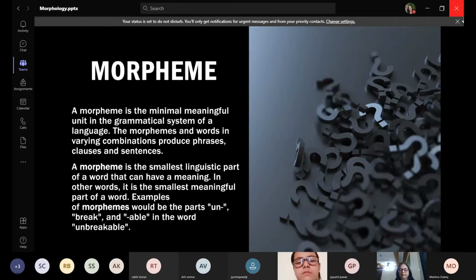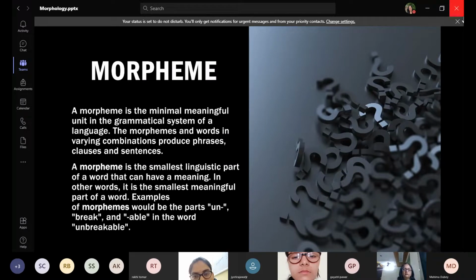Morpheme is a minimal, सबसे छोटी, meaningful, should have some meaning, unit in the grammatical system of a word. Now this meaningful means it could be having some dictionary meaning, or it may be fulfilling some grammatical function. So morpheme is a minimal, meaningful unit. By meaningful we mean dictionary meaning or grammatical function in the grammatical system of language.